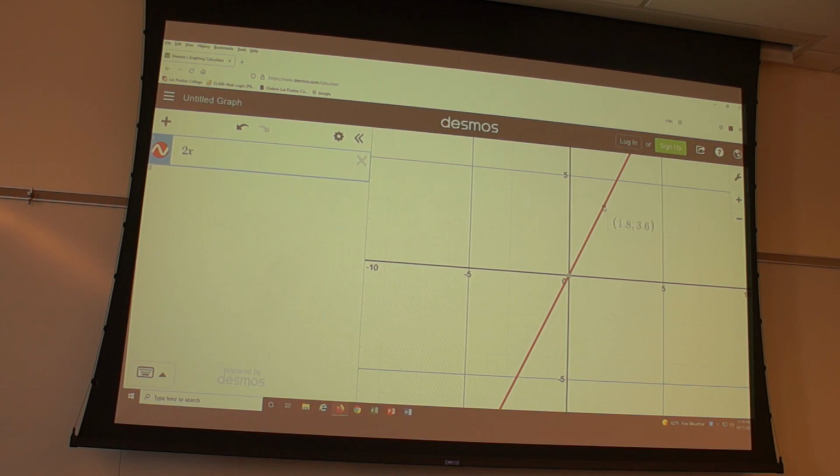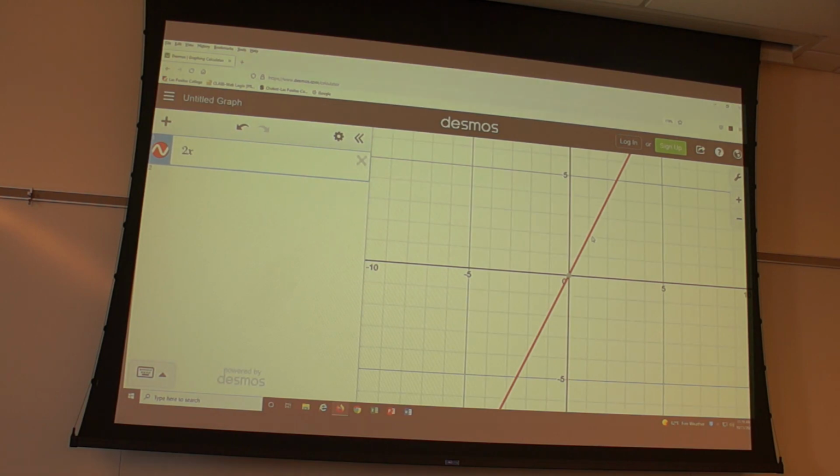Everywhere along this line, if I put in 1.8 for x, 2 times that is 3.6. That's my y. So this is true. Every point along this line makes the equation y equals 2x true. A point like 1.05 comma 4 is not on there, because that would make y equals 2x not true. Do you guys see what I'm saying?